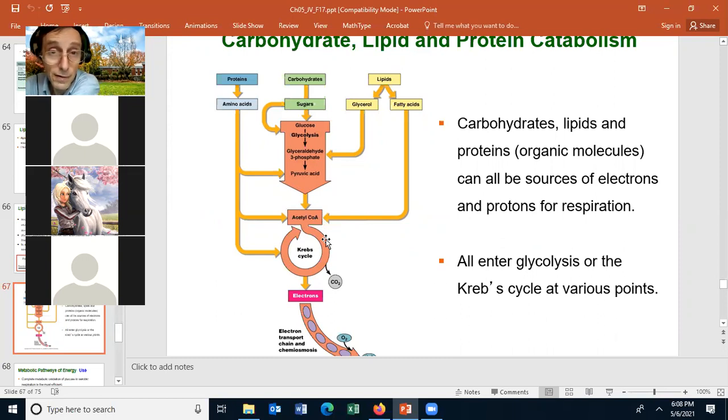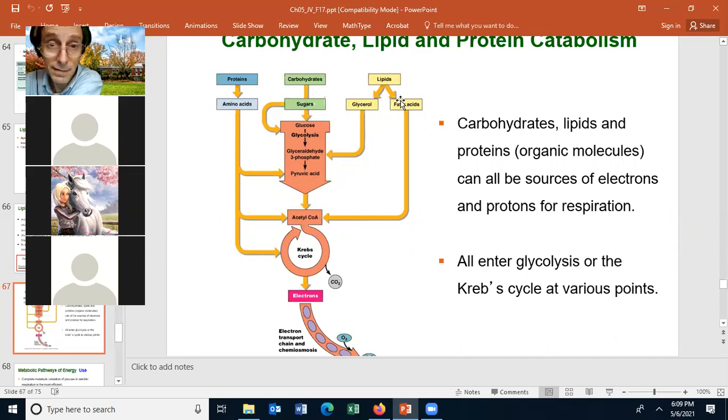Now for couch potatoes, we will actually break these down, and these down too, and most of the time we'll convert those molecules into glucose. And the same thing with carbohydrates, like you eat starch, it'll be converted into glucose, and then glucose will enter aerobic respiration in the normal way. Okay? So couch potatoes will do that. But if you're a marathon runner, you won't do that.